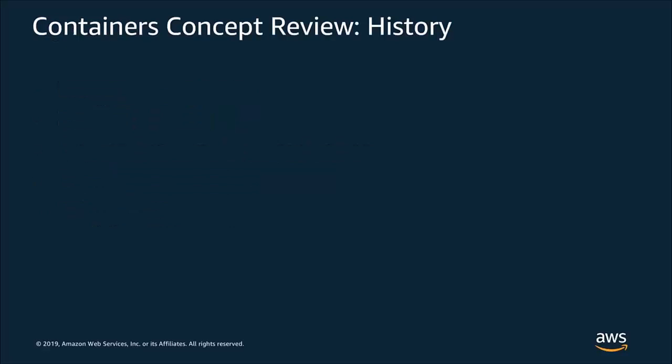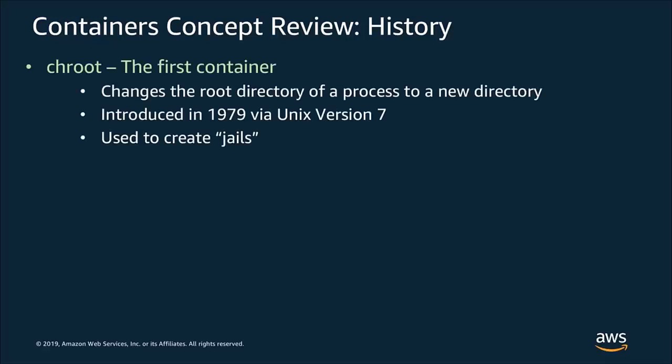To start, it's important to remember how we got to containers and where this concept of containers and isolation comes from. The first container that was actually built was called chroot, or change root. This was back in 1979, based on Unix version 7, and gave users and administrators the ability to have jails in which only a certain user could access a certain set of files.